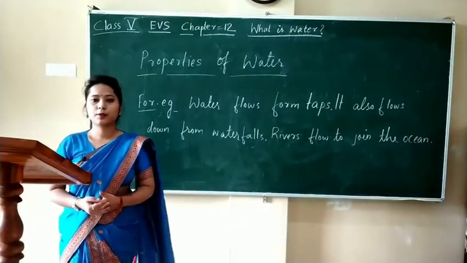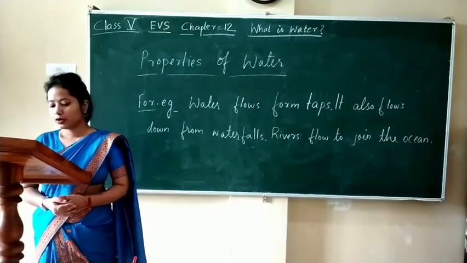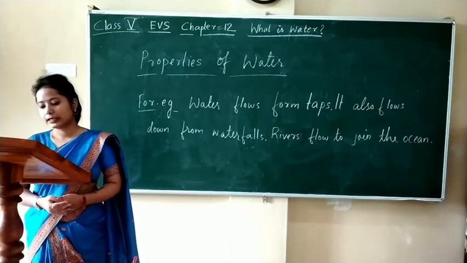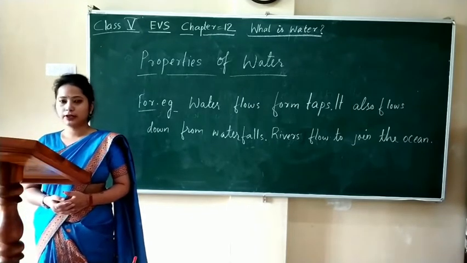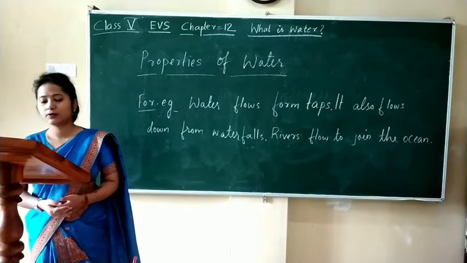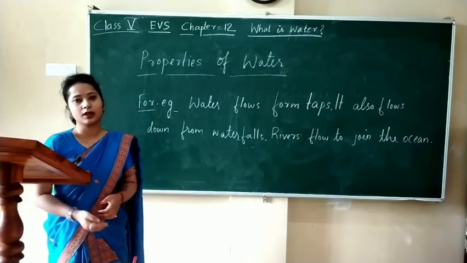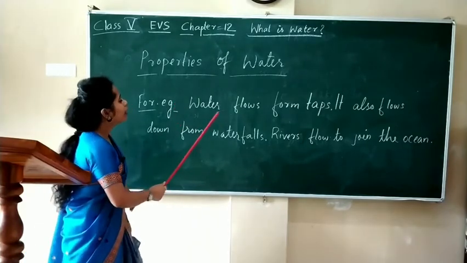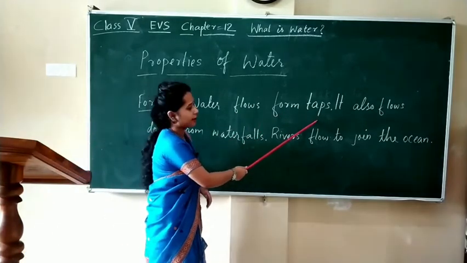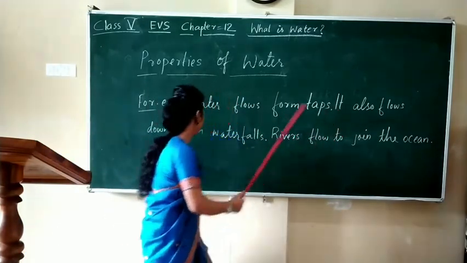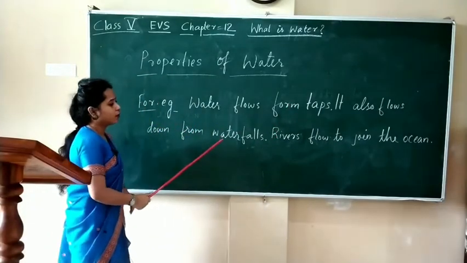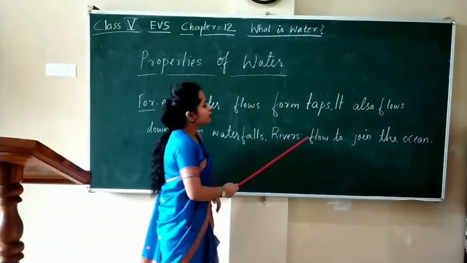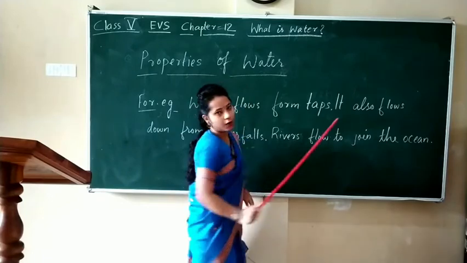Now we will see properties of water. One property of water is that it flows in its liquid form. It always flows from a higher level to a lower level. For example, water flows from a tap. It also flows down from waterfalls. Rivers flow to join the ocean.